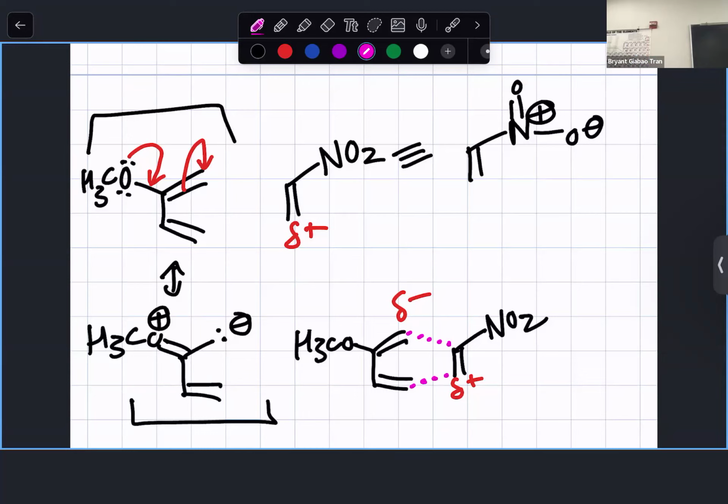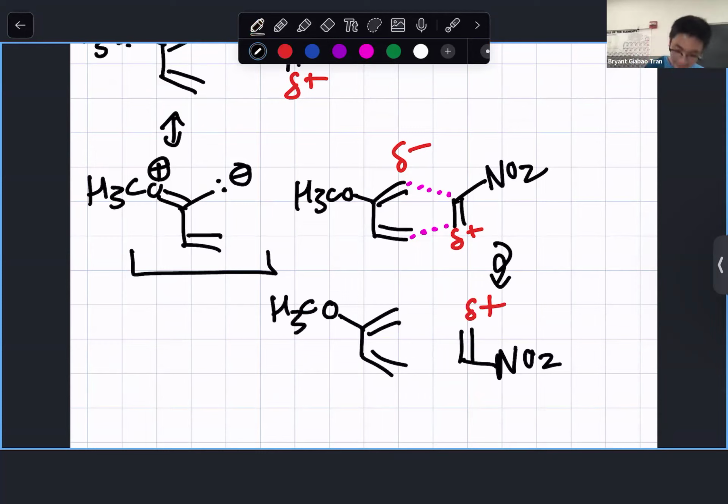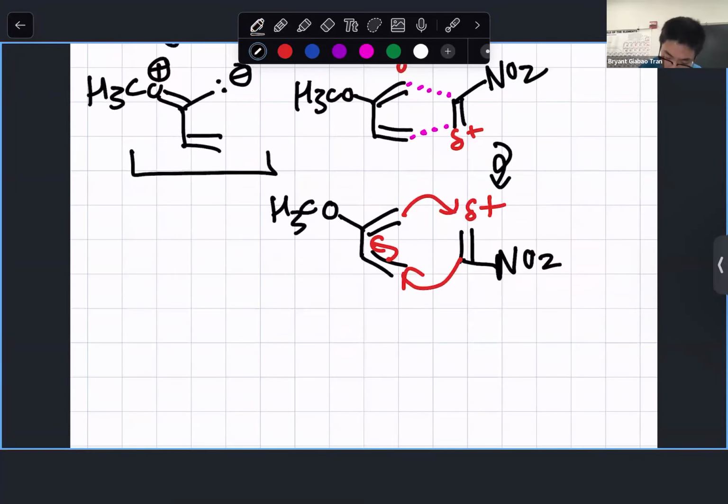You could either flip the diene upside down, or you could flip the dienophile upside down to make it align. I'm going to choose to flip the dienophile, which makes our partial positive charge up here now. Right. Let's keep the diene the same, like that. Okay. Now we have everything in place. Everything is aligned. We could go through with the arrows, giving us this Diels-Alder product.